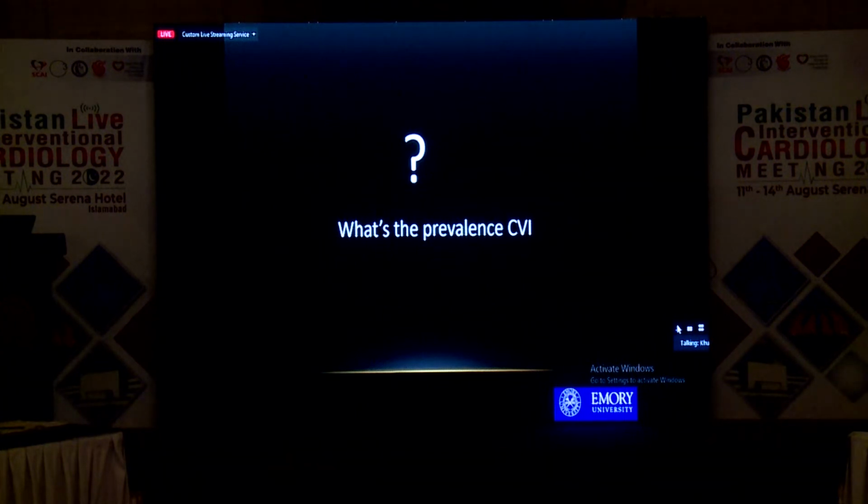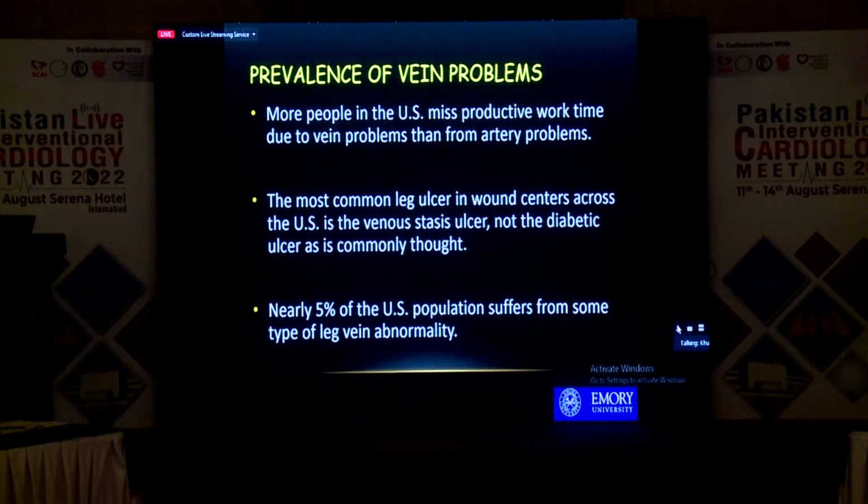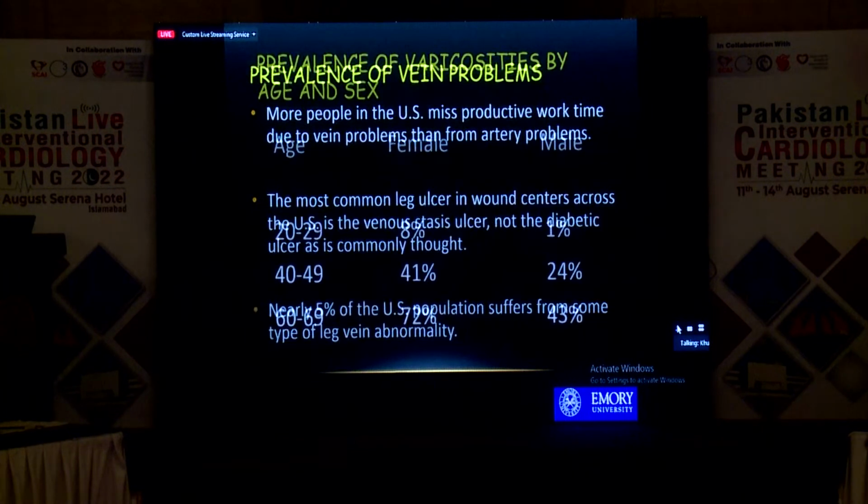Now, what's the prevalence? We already talked about that. It's very common in the US. A lot of people miss work because of the leg symptoms. The most common leg ulcer in wound centers in the US is the venous stasis ulcer, not the diabetic ulcer as is commonly thought. And 5% of the US population suffers from some type of leg vein abnormality.